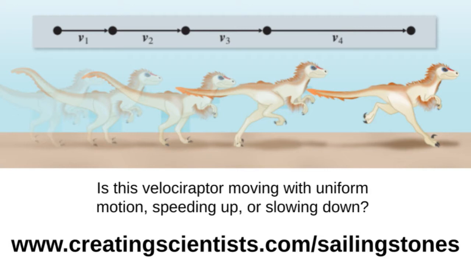What I want you to do is look at the motion diagram we have here of the velociraptors, as well as the dot diagrams shown on the screen. And then answer this simple question. Is this particular velociraptor moving with the uniform motion that we just saw, or is it speeding up, or is it slowing down? And so I want you to go ahead and answer that question now. So you're going to pause the video and then come back to me after you've answered. Are you ready? Pause.